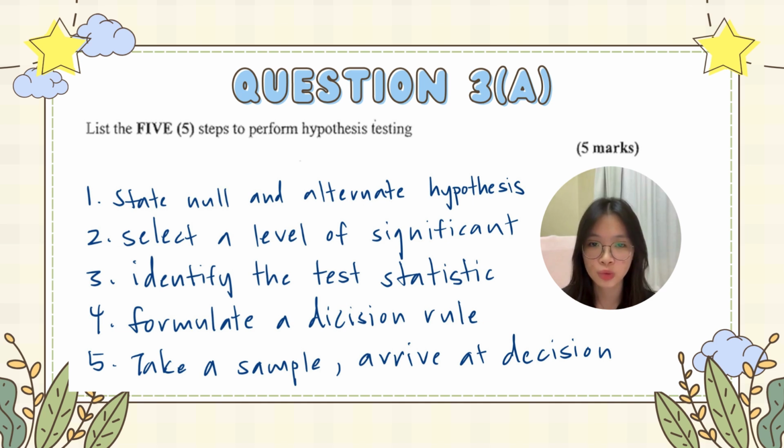Next, we move on to question 3A. Question 3A needs us to list out the 5 steps to perform hypothesis testing. So step 1 is state the null and alternative hypothesis. Step 2 is select a level of significance. Step 3 is identify the test statistic. Step 4 is formulate a decision rule. And the last step is take a sample and arrive at a decision.